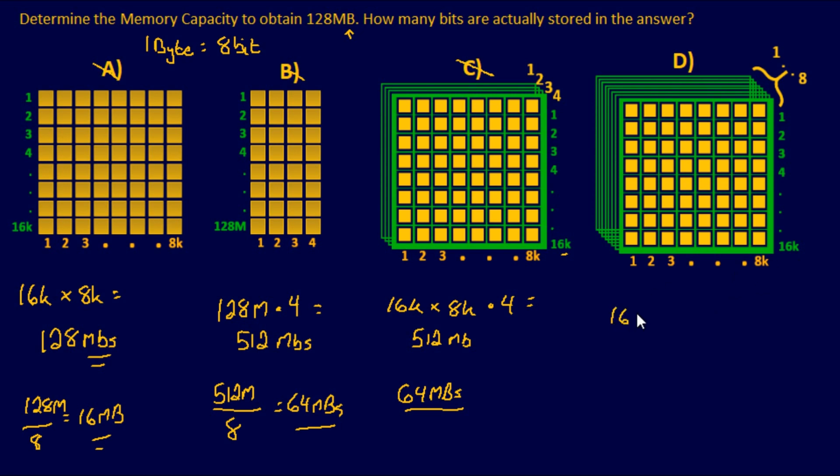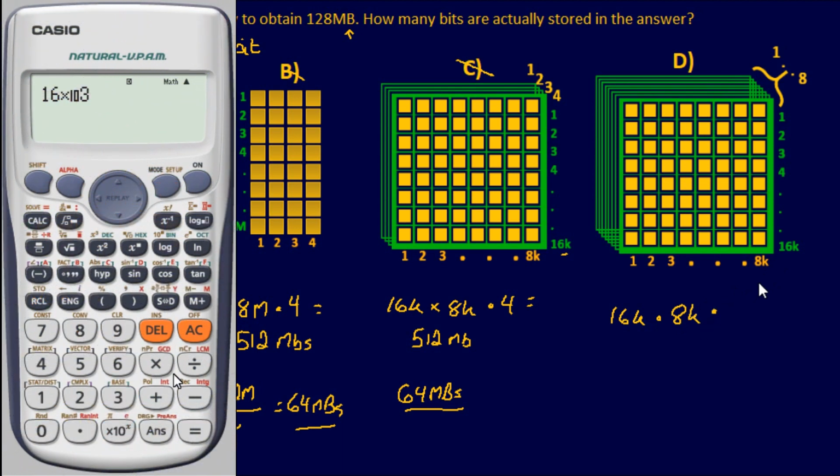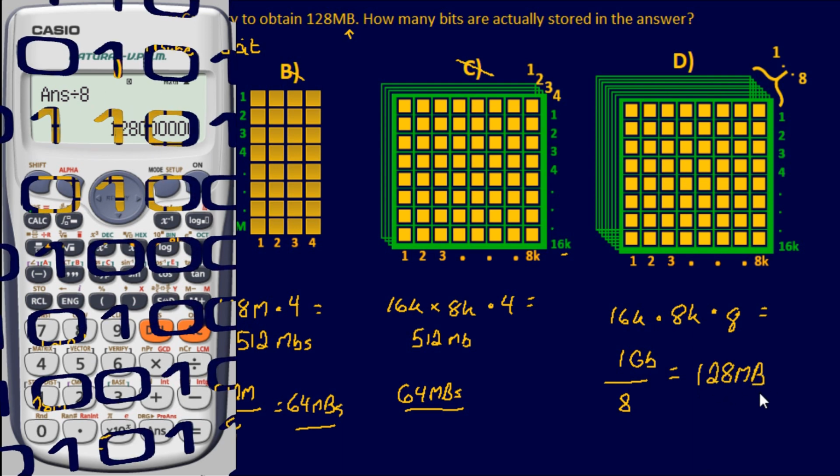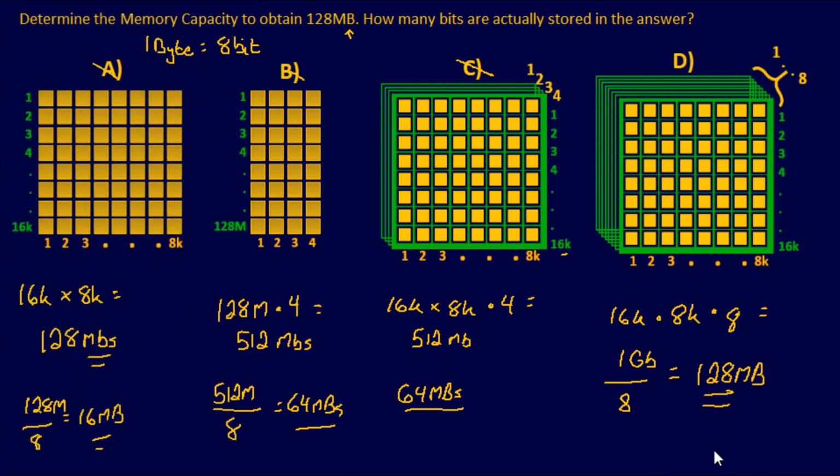We have 16K rows, 8K columns, and then we also have an 8-bit depth. So there's 8 blocks right here, or 8 extra arrays right behind it, which is times 8. Well, if you multiply those together, it's going to give you an answer of 1 gigabit. And of course, if you divide that by 8, it's going to give you an answer of 128 megabytes, which is what we're looking for. So right there, our answer is D.